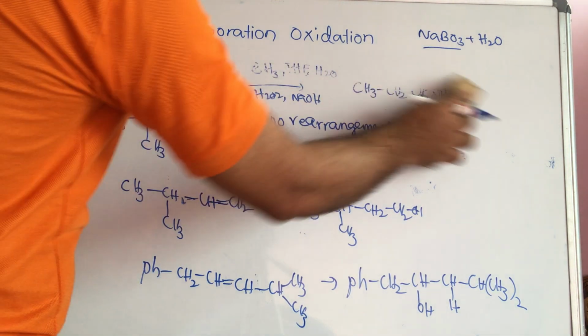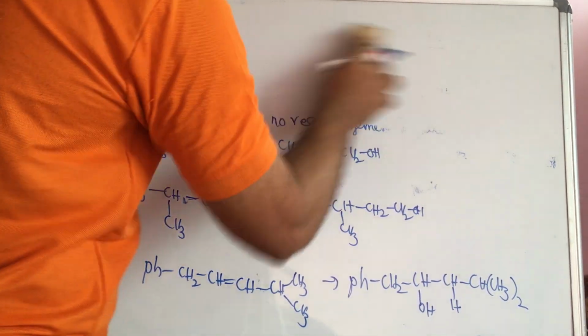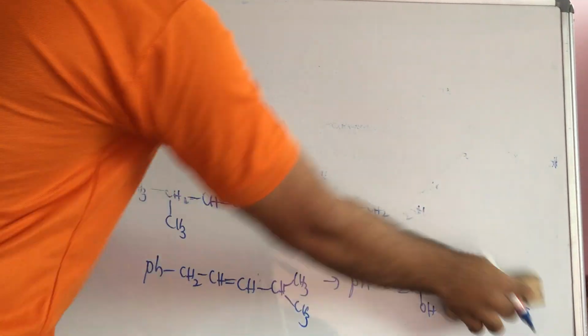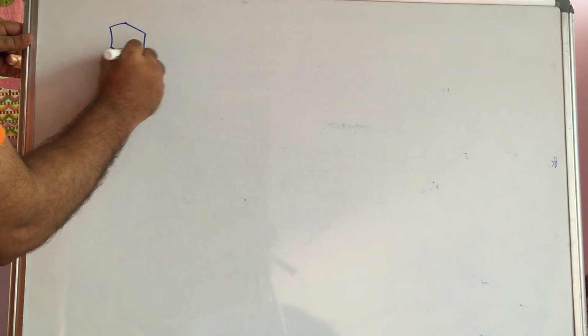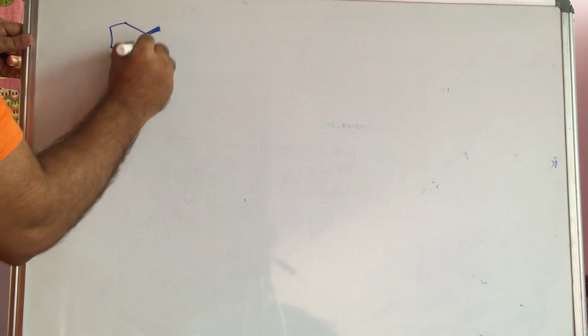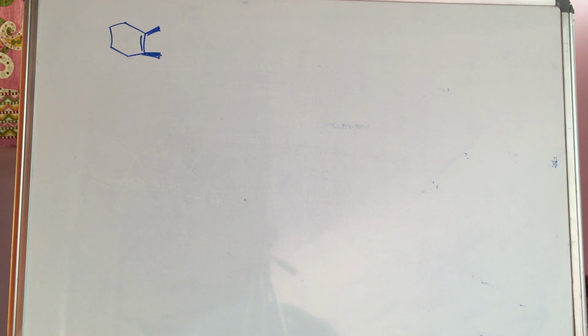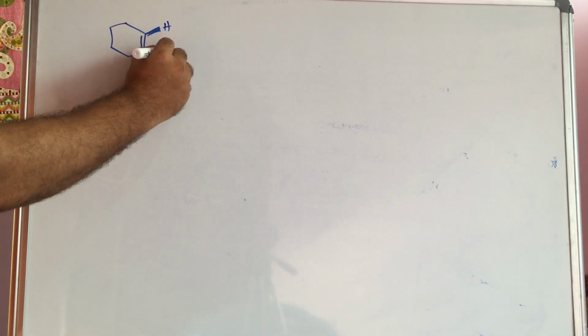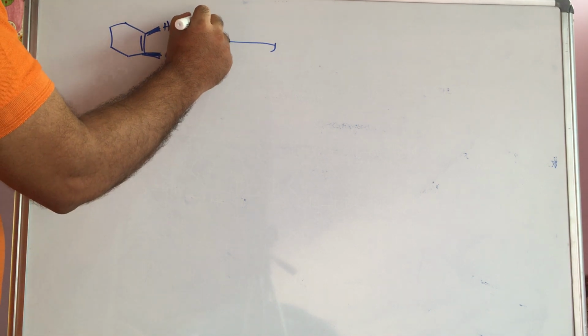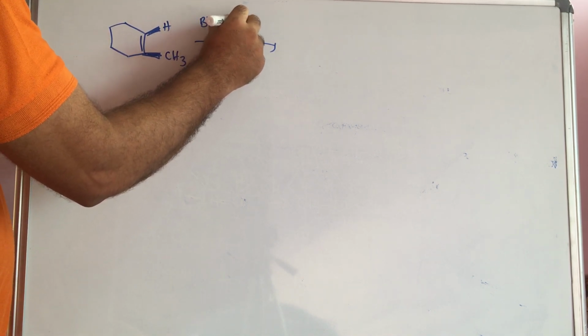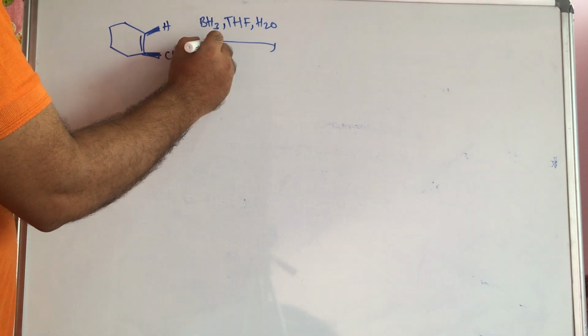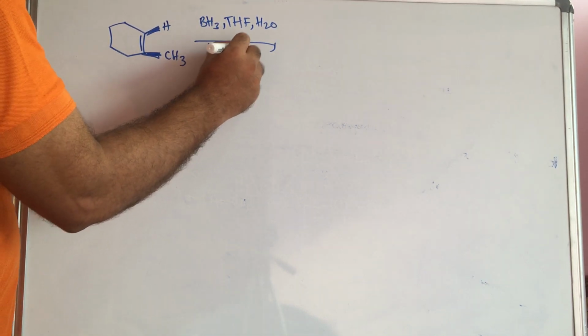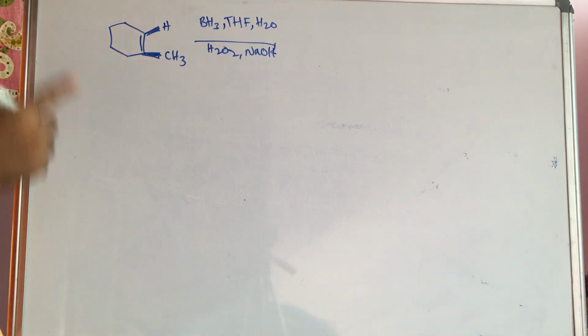Then if these cyclic compounds are given, like this, one is H, another is CH3. Here also the same reagents: BH3, THF, H2O, and H2O2 and NaOH. Then what will be the product?